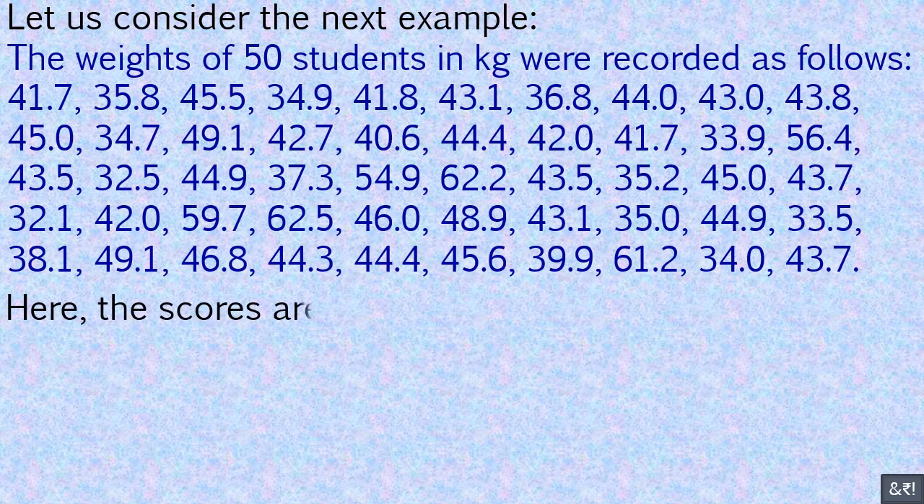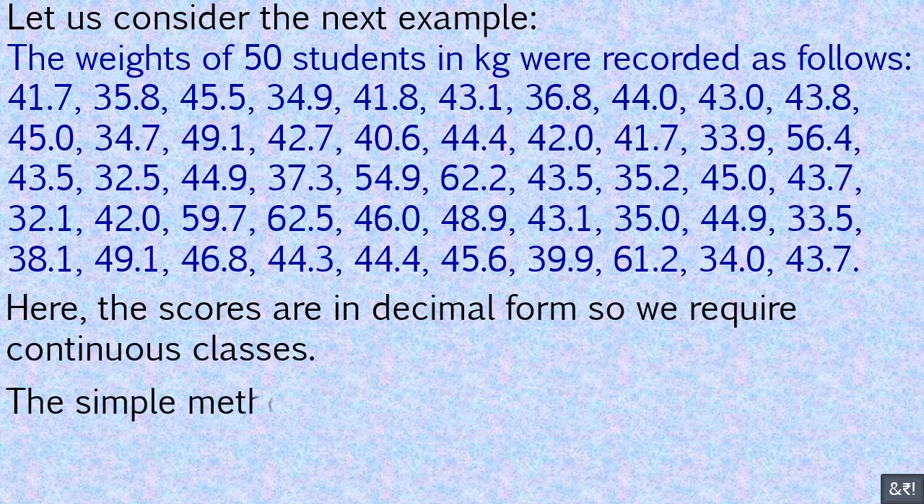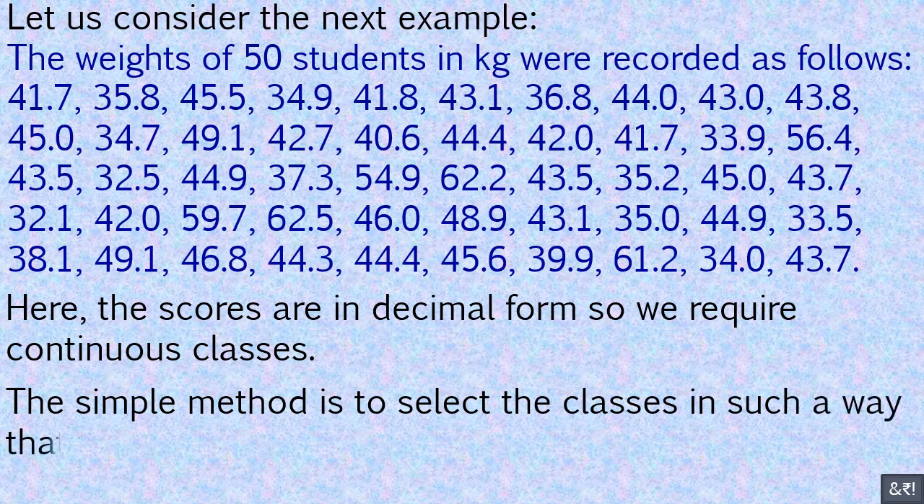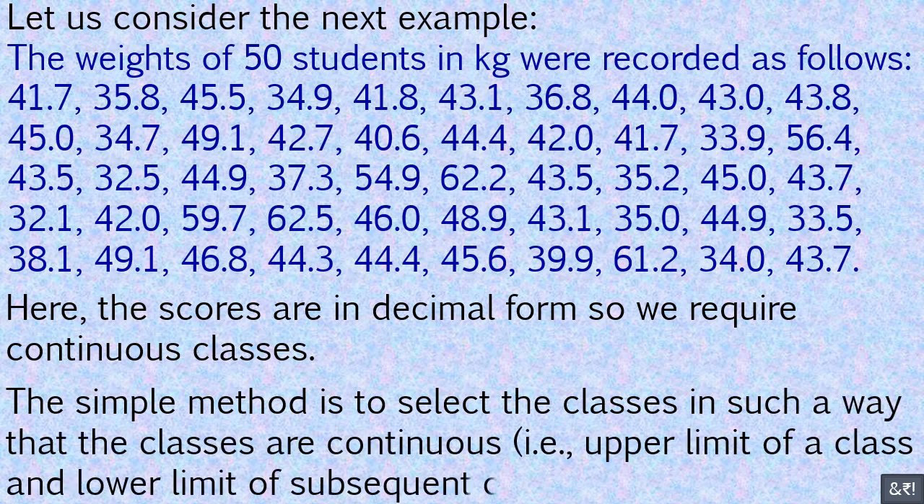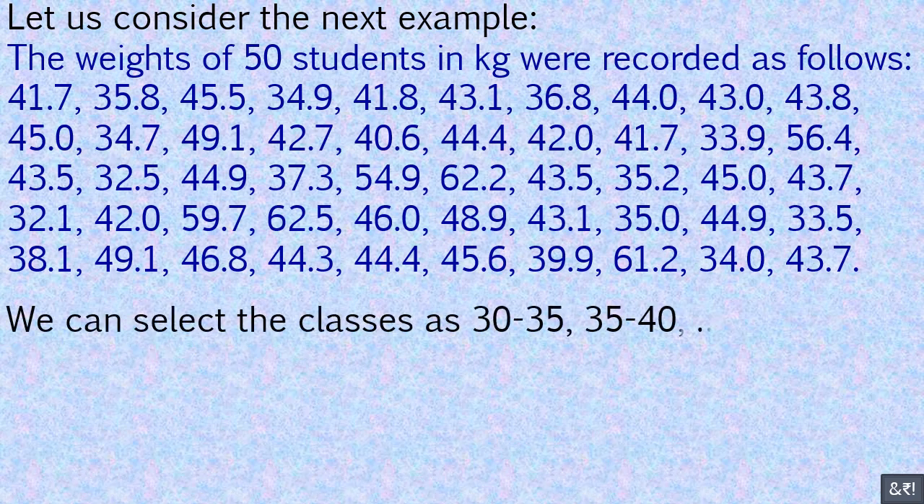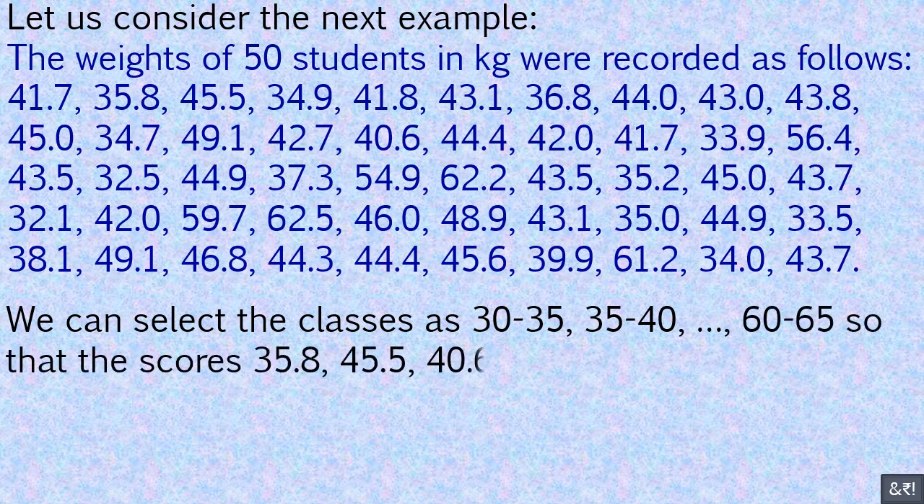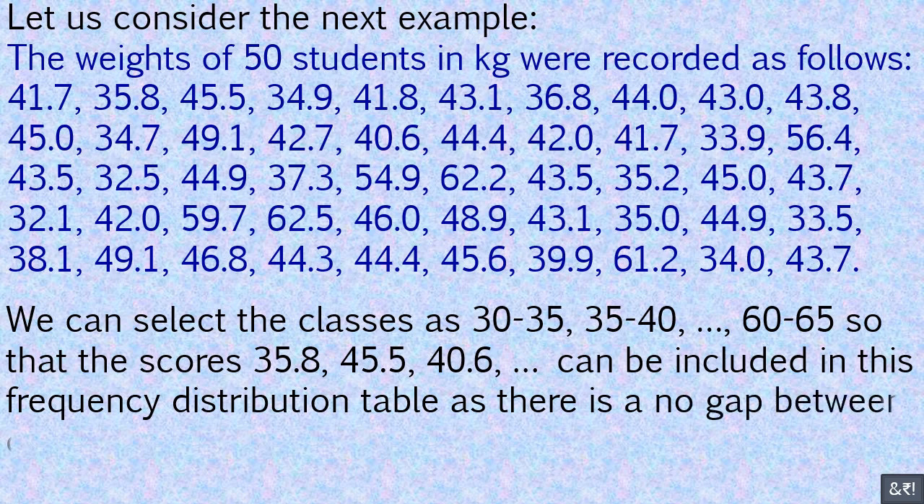Here, the scores are in decimal form, so we require continuous classes. The simple method is to select the classes in such a way that the classes are continuous. That is, the upper limit of a class and the lower limit of the subsequent class are the same. We can select the classes as 30 to 35, 35 to 40, etc., up to 60 to 65 so that the scores 35.8, 45.5, 40.6, etc. can be included in this frequency distribution table as there is no gap between classes.